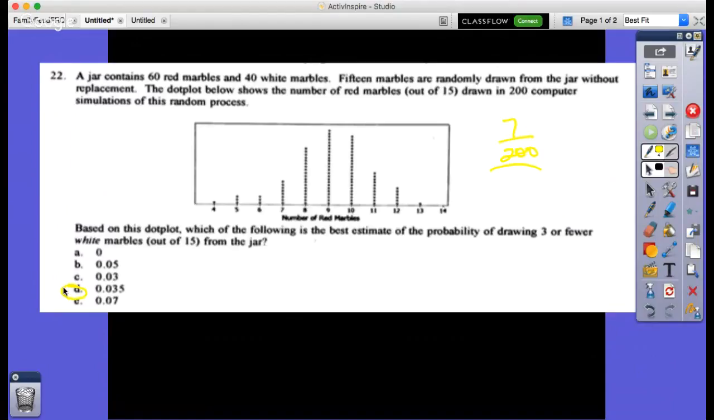The more I start getting into statistics, the more I realize I get excited about the tough ones. And this was not based on this dot plot. Read the question. That's the big thing.